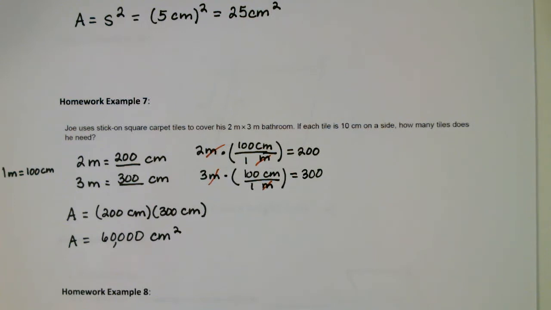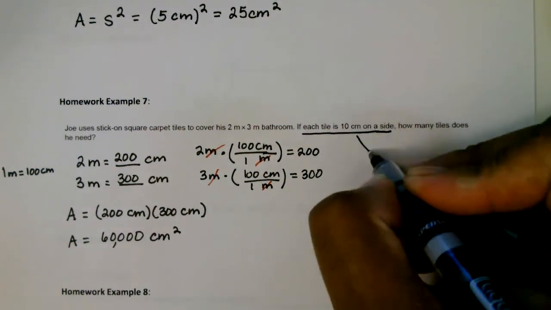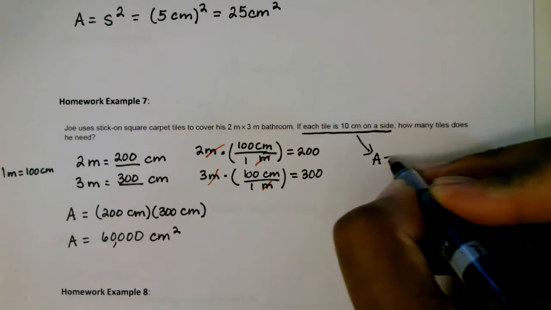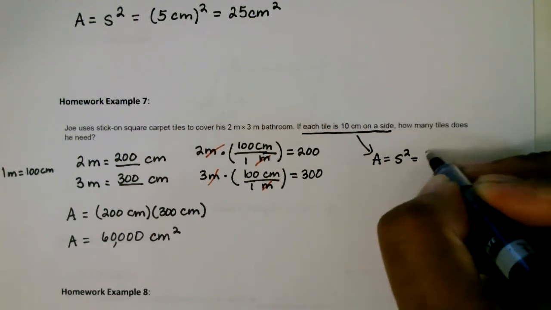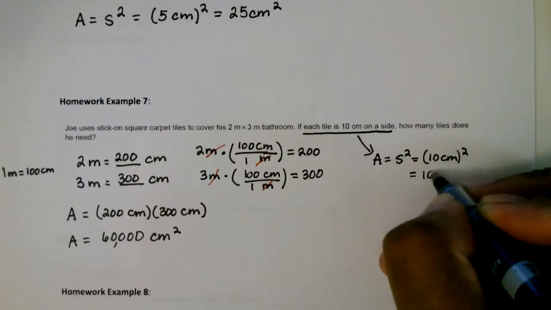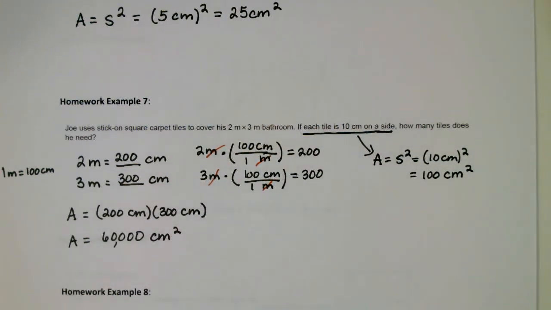And each tile is 10 centimeters on a side. So if it's square tiles, then the area has to be S squared. So 10 centimeters squared will be 100 square centimeters, because each tile is 10 centimeters on the side. So the area of that single tile is going to be 100 square centimeters.